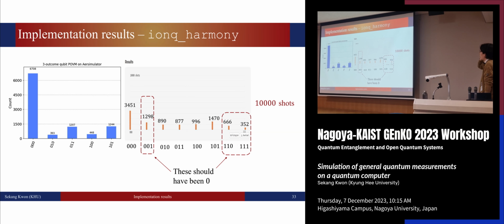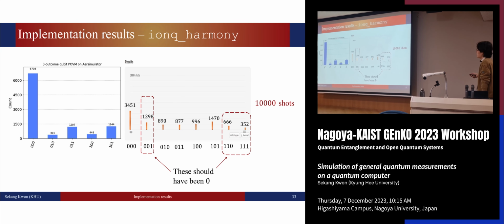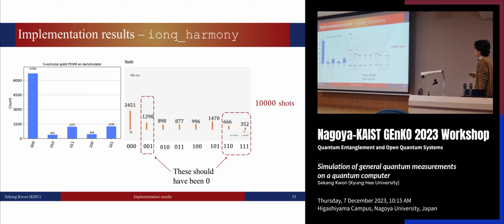And this is the IonQ Harmony result. There is also some noise. This state should not have been detected, but because of noise, it has been detected. In this case, we have a similar shape to the ideal one.